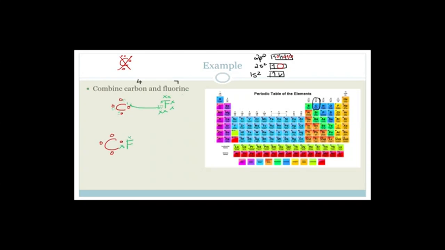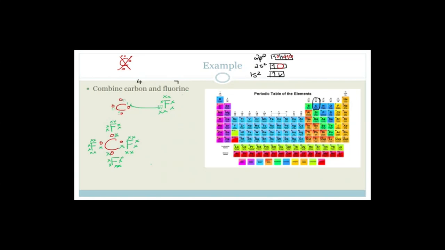So it'd be 1, 2, 3, 4, 5, 6, 7. So obviously then, do you agree there's a space over here? So we could end up with the fluorine over here. Ditto fluorine over here. And finally, fluorine over here.